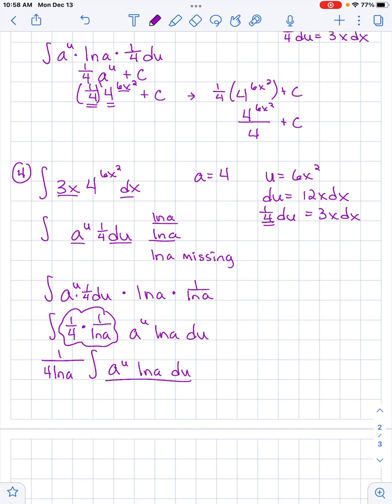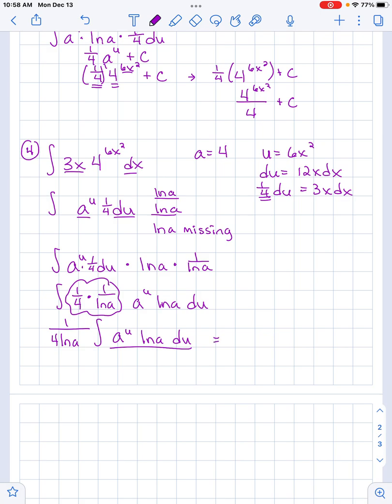The antiderivative of this is just a to the u. So this becomes a to the u over 4 times the natural log of a plus a constant. If I replace everything, I've got 4 to the 6x squared over 4 times the natural log of 4 plus a constant. Okay, that's pretty much it. It's kind of all of the same process, rinse and repeat. So go give it a try and see how you do.